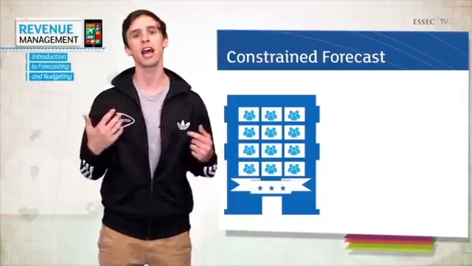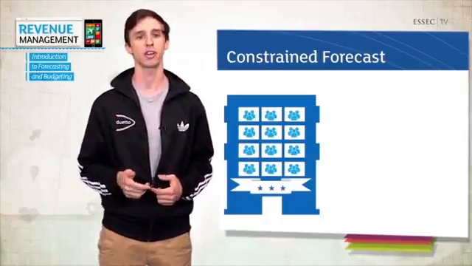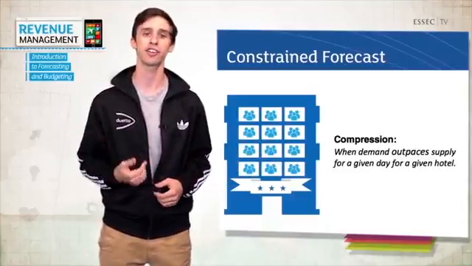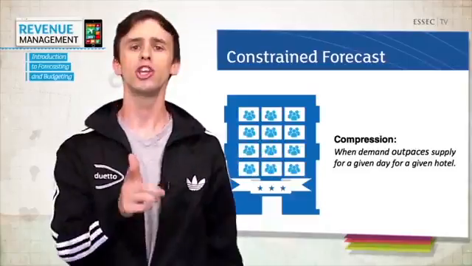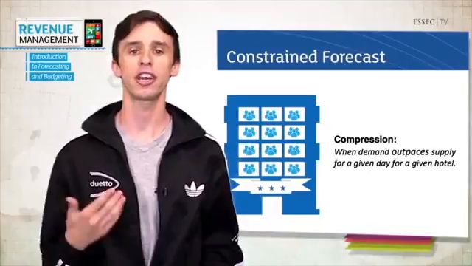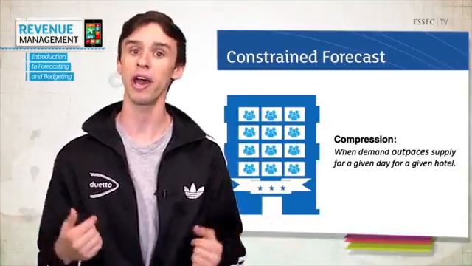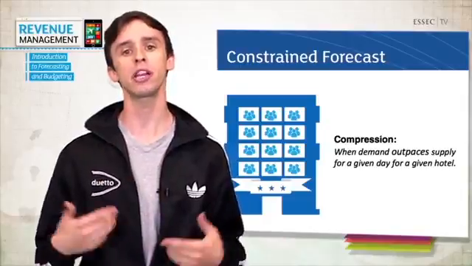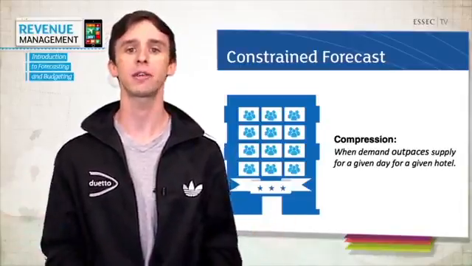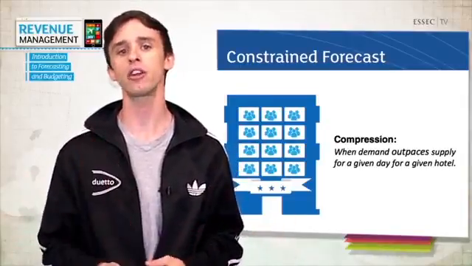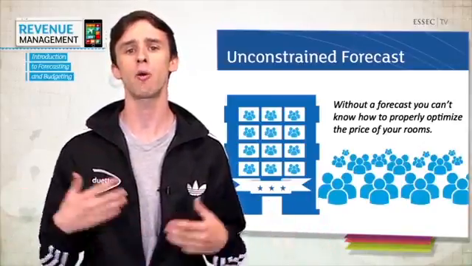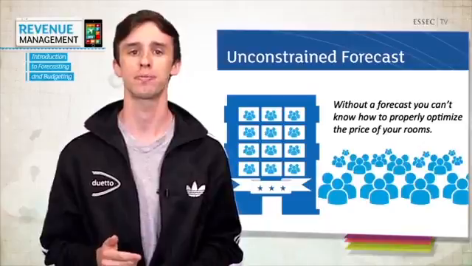These concepts help you better understand compression. Compression is when demand outpaces supply for a given day at a given hotel. You are considered at higher compression as you reach close to or surpass a sellout. With high compression, you should typically be yielding your prices up as demand increases. But without understanding demand and without a forecast, you can't know how to properly price your rooms.